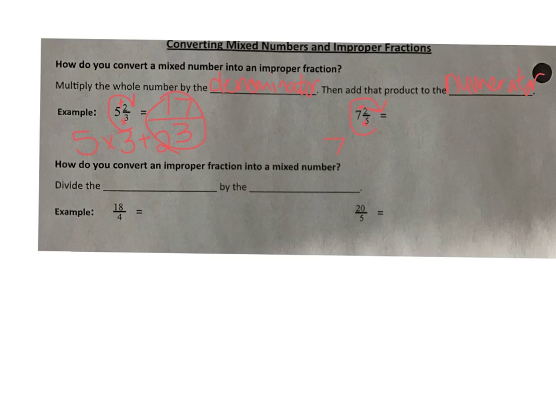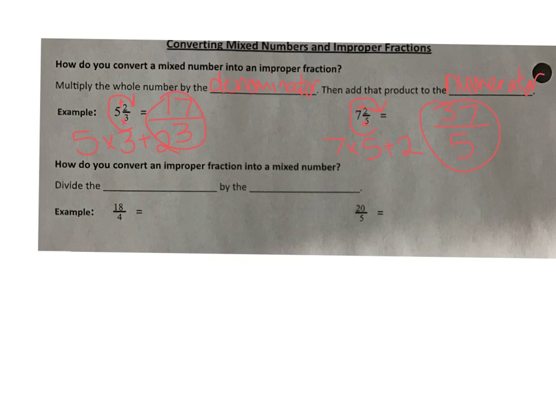So 7 2/5, you're going to cartwheel or make it mad. So you're going to do 7 times 5 plus 2. 7 times 5 is 35. Plus 2 gives me 37. No, it should be 37 over 5. Yep, because 7 times 5 is 35, 36, 37.